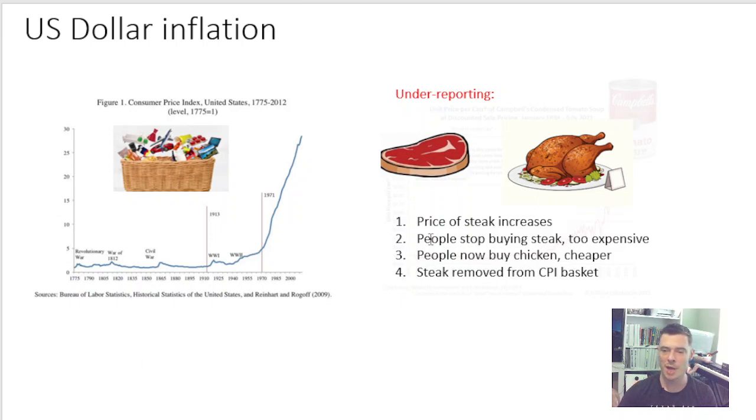But there are some examples that you have most likely encountered in everyday life. The most common one is called getting priced out of the CPI basket. If the price of steak increases, people are just going to stop buying steak because it's too expensive. People are now going to buy chicken because it's cheaper.